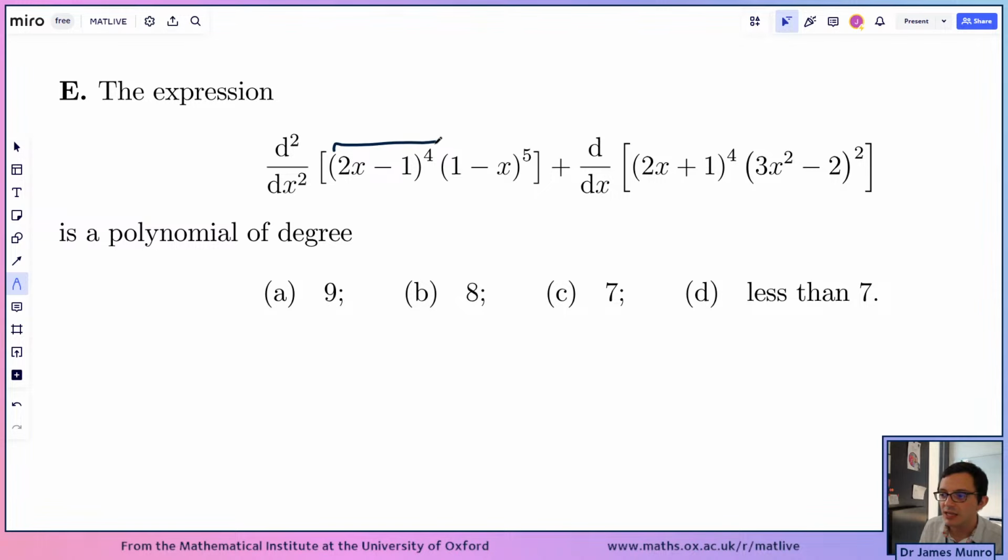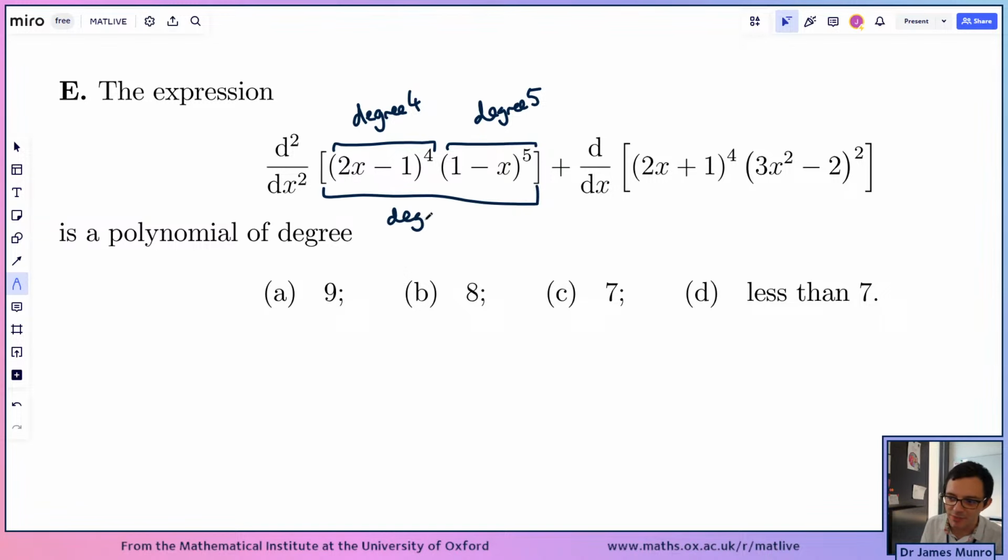So this thing here, for example, is a polynomial of degree 4. And this thing here is a polynomial of degree 5. Okay, so we're going to make arguments like this, which means that when we multiply them out, I really don't want to, but I'll get a polynomial of degree 9 for this square bracket.